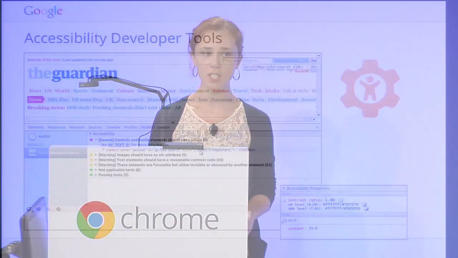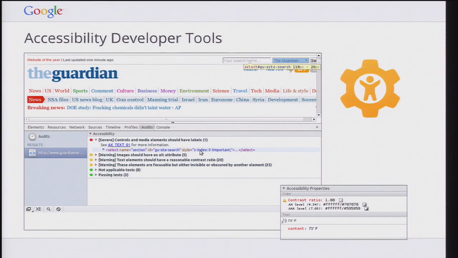And you can also do automated testing. So there's this extension for Chrome called Accessibility Developer Tools. And it's also a JavaScript library, so you can use it in your continuous testing. And I'll give you a demonstration of that.